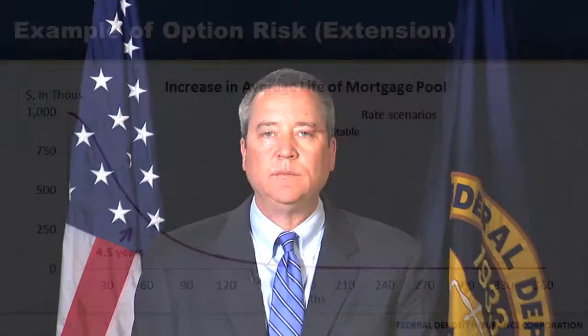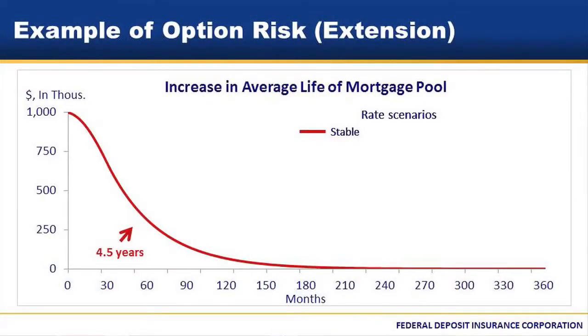Let's look at option risk in a little more detail in order to illustrate what happens to an asset in both a falling rate and rising rate environment. Here we have the expected average life of a typical pool of mortgage loans, assuming interest rates remain stable. Although the ultimate maturity of this pool of mortgages is 30 years, the average life is much shorter based on prepayments and consumer behavior. In this case, the average life is 4.5 years, and the bank can expect to receive most of the principal on this pool within the first 10 years. In this scenario, the bank will be reinvesting principal received at the current and stable market rate environment. But what happens if rates change?